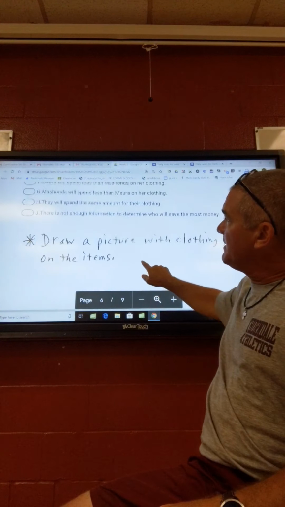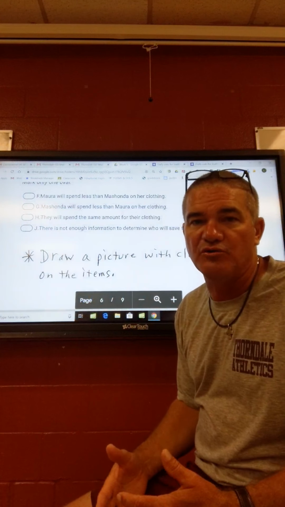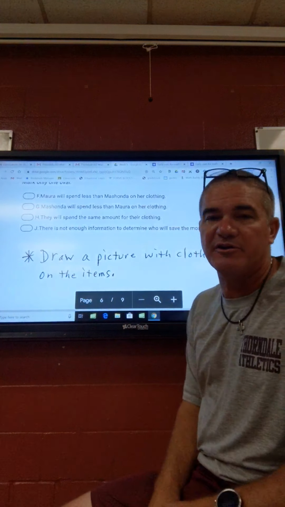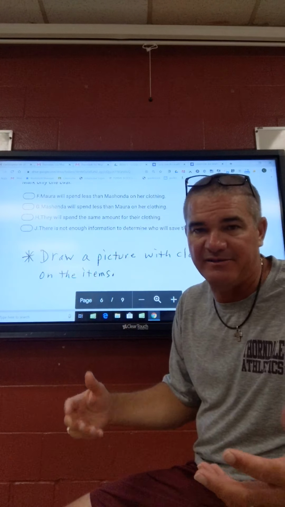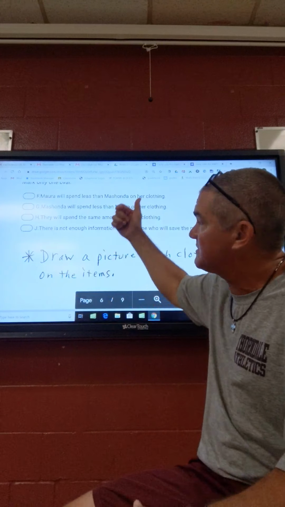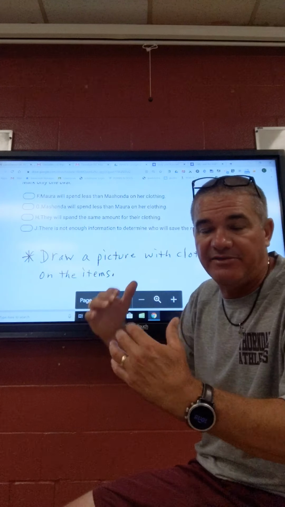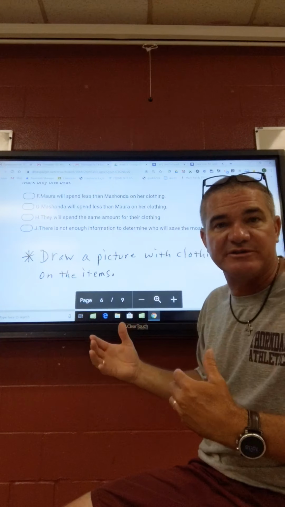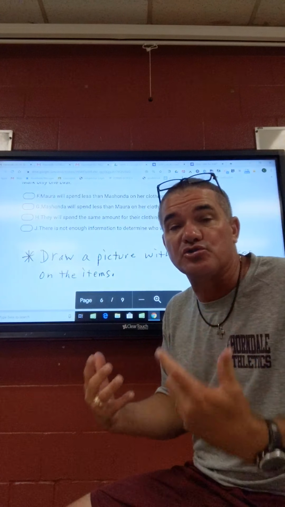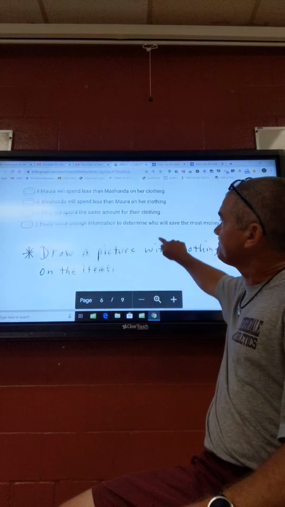So this time for my note, I said draw a picture with clothing prices on the items. Draw a shirt or draw a pair of pants and make up a number that fits what they can do. They have parameters they have to fit between. So draw yourself a picture. It's a thing we talked about all year long. Draw a picture to help you out right there.